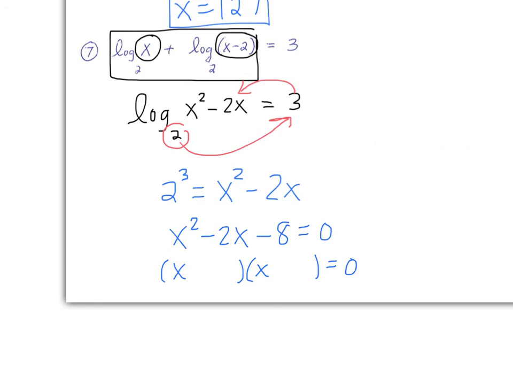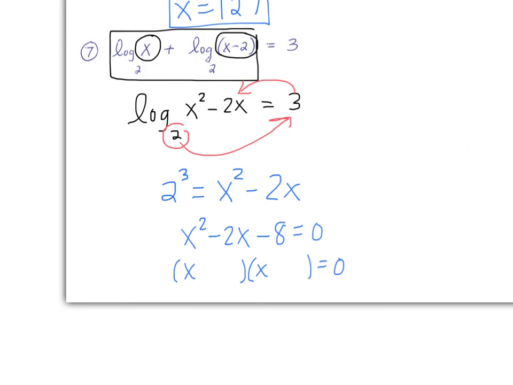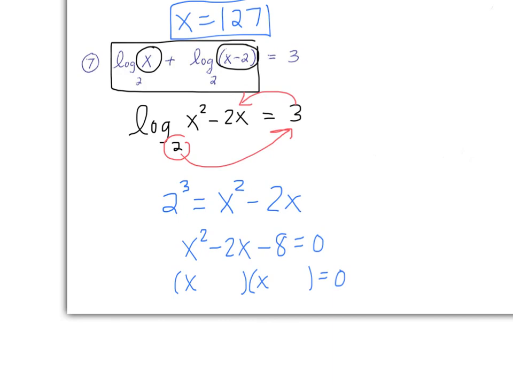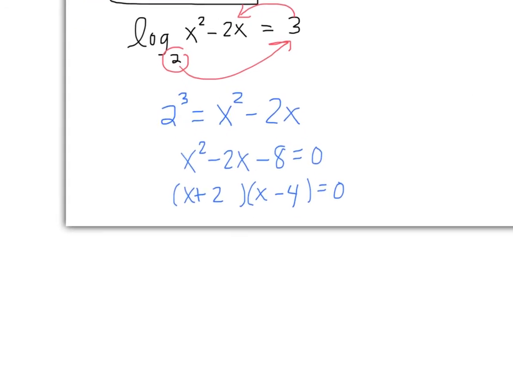From there, we can factor this into x plus 2 and x minus 4. Again, just simple add multiply game. Okay. And then x is negative 2 and positive 4.